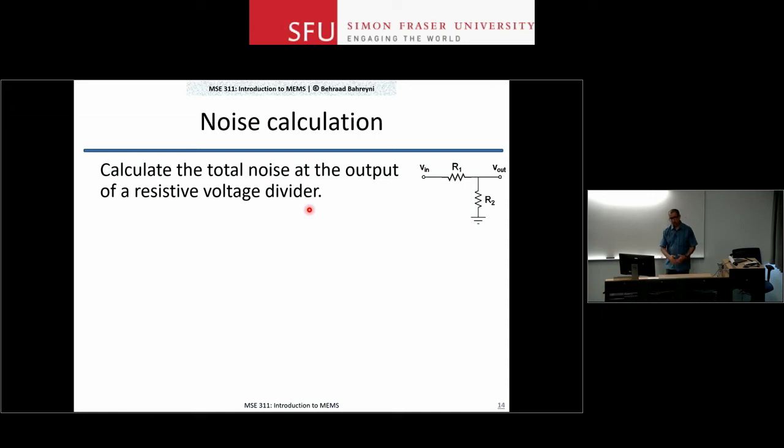So how do we do noise calculation? If I have one resistor, no problem, I know the noise. But if I have two resistors, then what do I do? Remember that I can model the noise as a series voltage source. I know the variance of that voltage source, but nonetheless it's a voltage source. So let's just go through this calculation together relatively quickly.